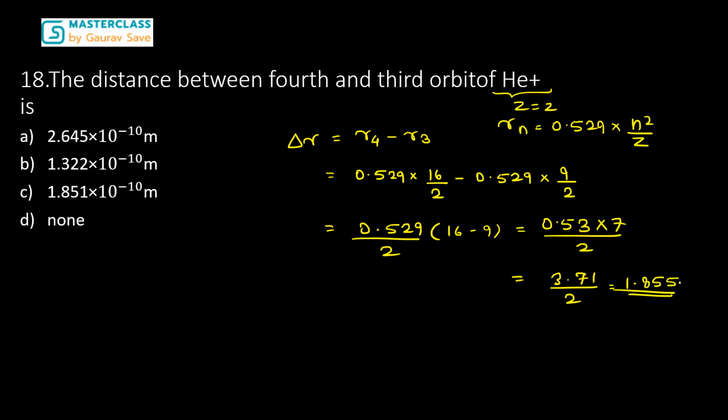1.855 angstrom. Guys, remember this, in this formula the unit is angstrom. Now over here the options are given in meter. So remember 1 angstrom is 10 raised to minus 10 meter. So the final answer will become 1.85 into 10 raised to minus 10 meter, and the correct answer is option C over here.